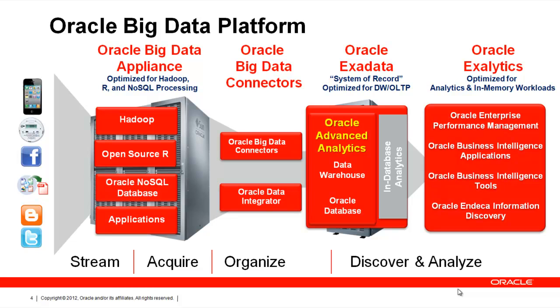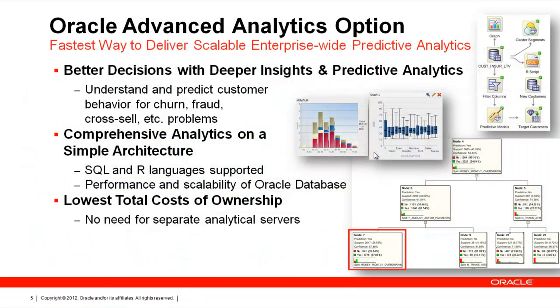So from Oracle's offerings, the part that I'm going to be talking about today is the Oracle Advanced Analytics option. It's an option to the database. If you have the Oracle database, you have the Oracle Advanced Analytics option already installed. It is separately licensed, but that's the feature that we're talking about. And it is what we call the fastest way to deliver scalable enterprise-wide predictive analytics. It helps you make better decisions with deeper insights in predictive analytics to understand customer behavior, maybe fraud, to understand their purchasing behavior, maybe be able to make some predictions or change your marketing policy.